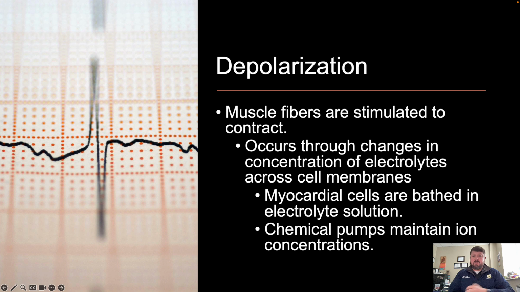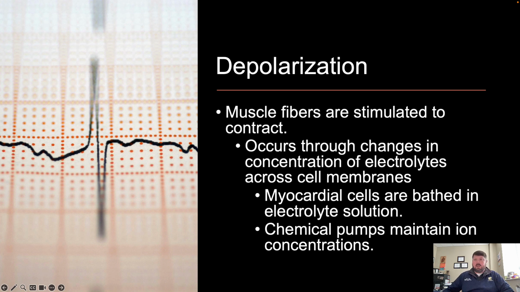Depolarization, like we just mentioned, is the process of discharging resting cardiac muscle fibers by means of an electrical impulse that stimulates contraction. The myocardial cells are bathed in electrical solution, so they respond when there is a movement of these electrolytes. The chemical pumps inside the cell maintain the concentration of ions, which creates an electrical gradient across the cell membrane. And a polarized cell normally has a net internal charge of -70 to -90 millivolts.